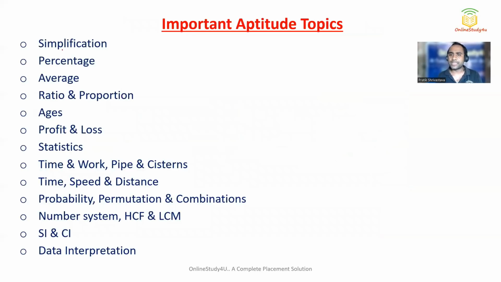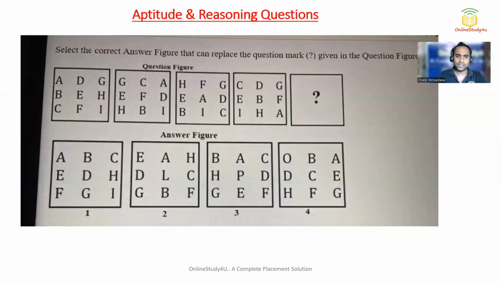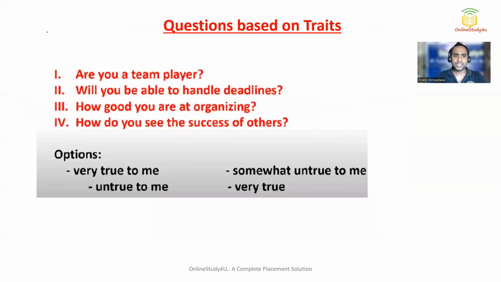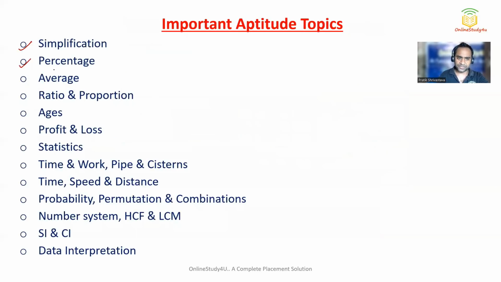Now, what are the important aptitude topics? We have simplification, and percentage. You must be seeing this kind of question, right? This is nothing but a simplification question. Then we have percentage, average, ratio, proportion, ages, profit and loss, statistics, time and work, pipes and cisterns, time, speed and distance, probability, permutation and combination, number system, HCF, LCM, SI and CI, data interpretation. The remaining topics are also there, but these are the important aptitude topics.